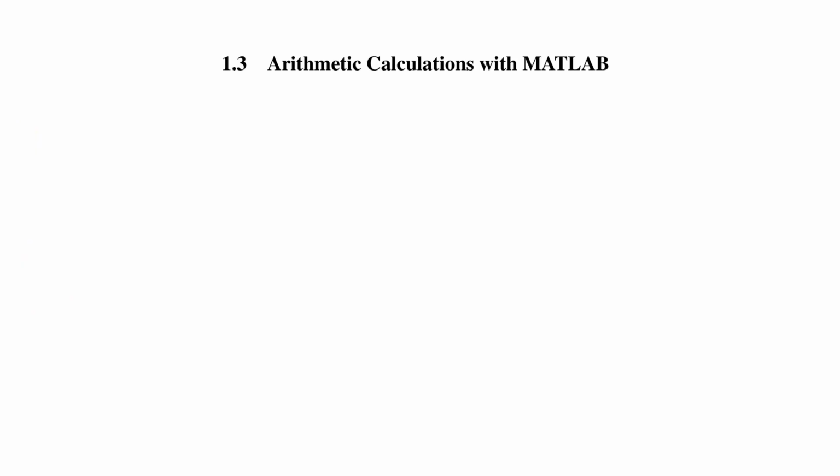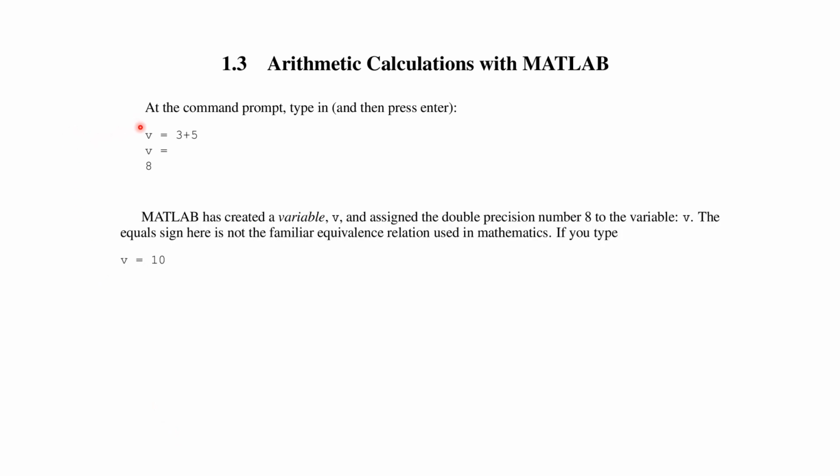So if you have MATLAB up and running, then in the command window, type v is equal to 3 plus 5. What that is doing is making a variable which we call v, small v, and we have stored the number 3 plus 5 in it, 8. So in the workspace, you will see that there's a variable named v, and the number 8 is in it.